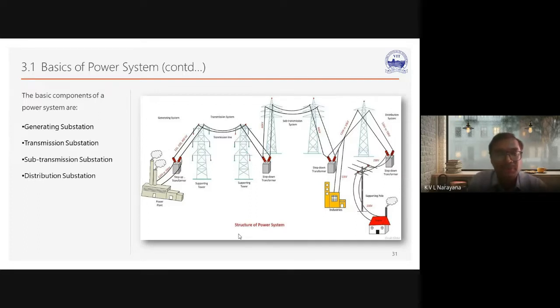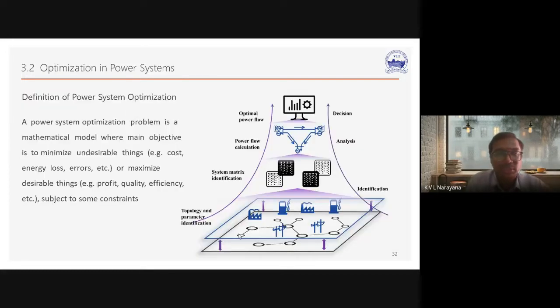Optimization of the power system is meant to make the system more efficient, to make the system more qualitative. So that is nothing but optimizing the system to get better results. So these are just the basics of the power system and its components.